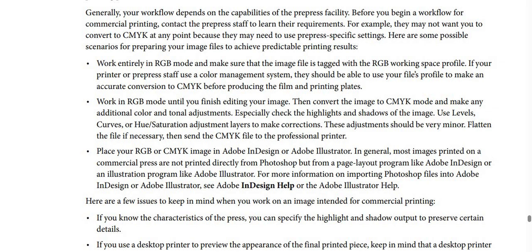Work in RGB mode until you finish editing your image, and then convert the image to CMYK mode and make any additional color and tonal adjustments. Especially check the highlights and shadows of the image, and use Levels and Curves or Hue/Saturation adjustment layers to make corrections. These adjustments, by the way, should be very minor. Flatten the file if necessary, and then send the CMYK file to the professional printer.